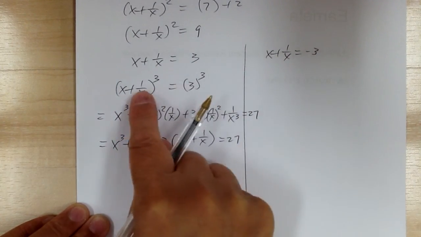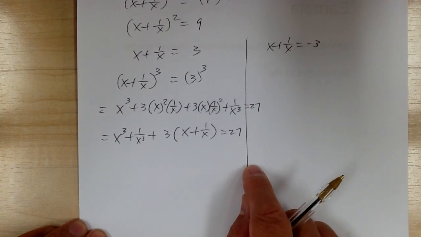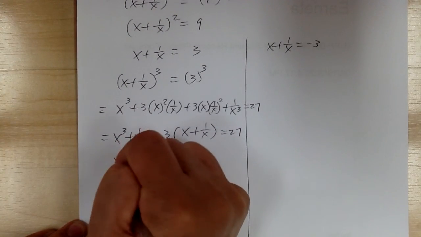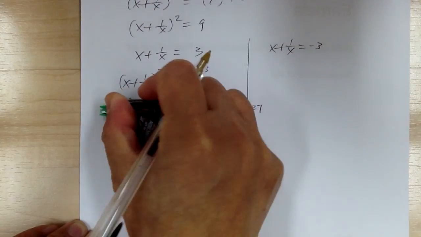Okay. So this is that, and then you cube both sides. And so x cubed plus 1. So we don't need this, equal.